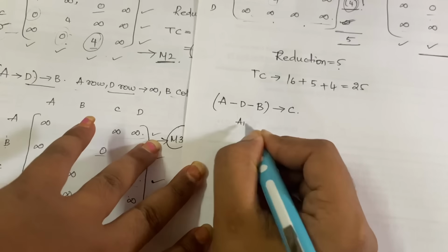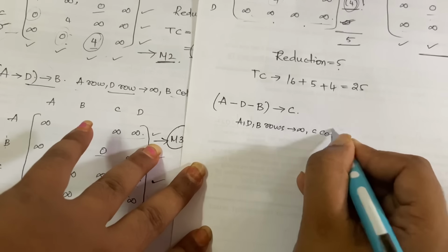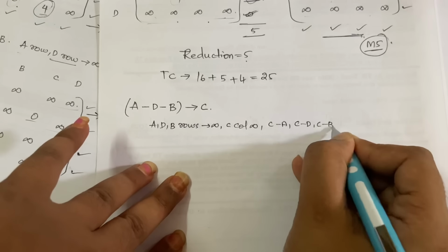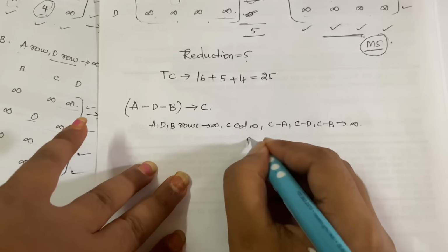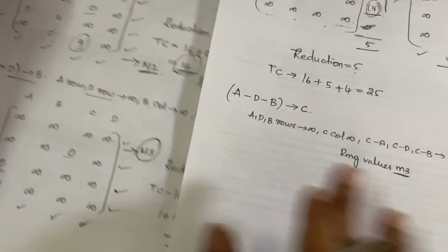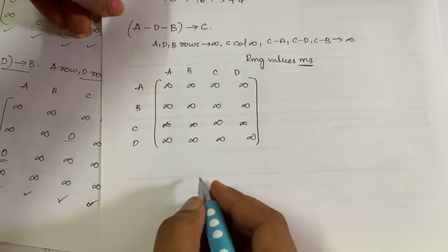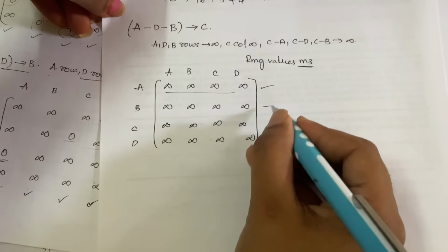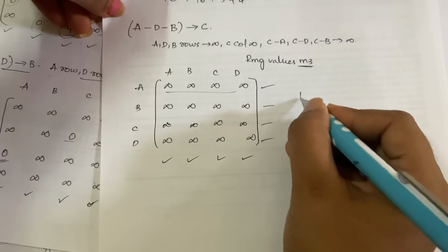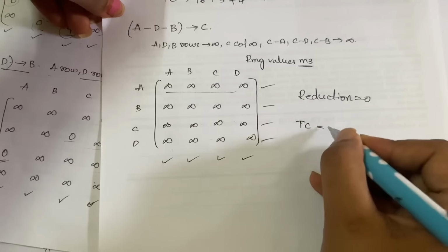So how do you make this matrix? You make A, D, B rows as infinity, C column as infinity, and the path from C to A, C to D and C to B as infinity, and the remaining values will be filled from the parent matrix, which is M3, this matrix. Okay, let us fill the values quickly. So let's check if there is any reduction possible here. All infinities, all infinities, again all infinity, same. So there is no reduction. Reduction is how much? 0.